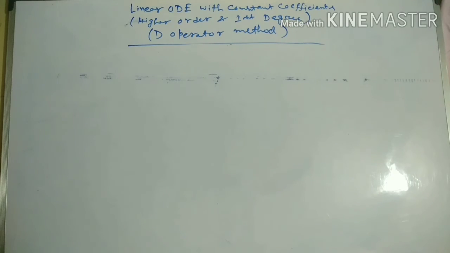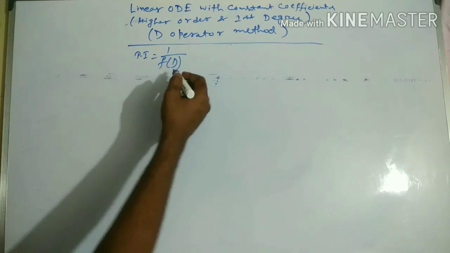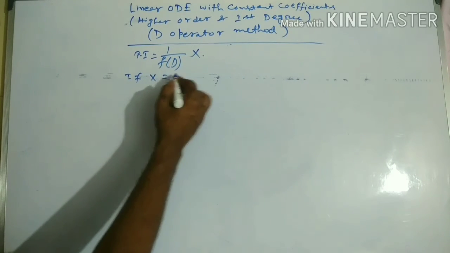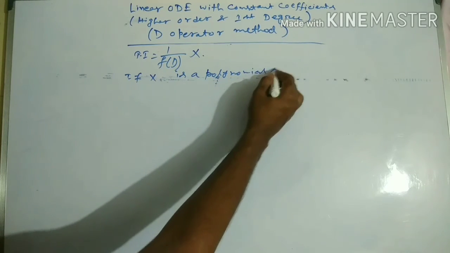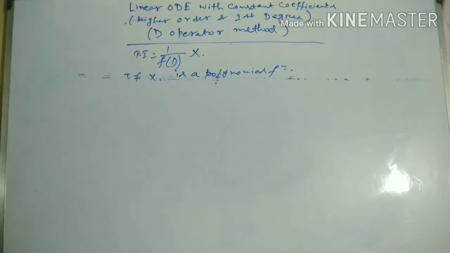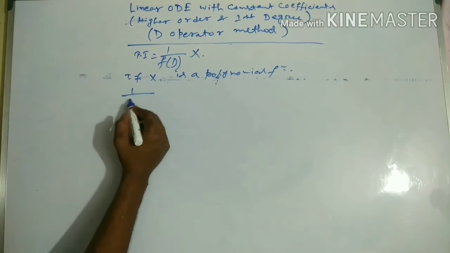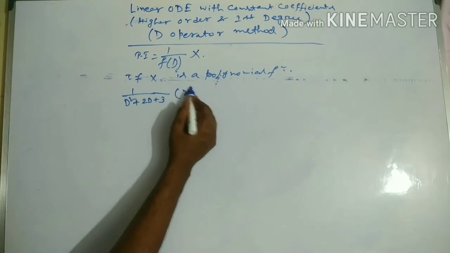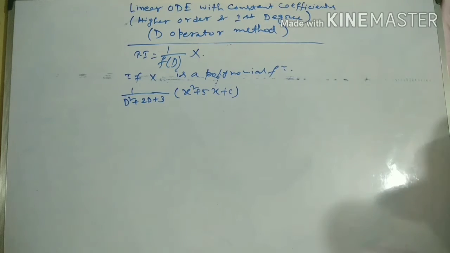If the right hand side function is a polynomial function, the particular integral, we know, looks like this: 1 by f(d) operating on some capital X. Now if capital X is a polynomial function, in this case I am directly taking an example: 1 by d square plus 2d plus 3 operating on x square plus 5x plus 6. Now x square plus 5x plus 6 is a polynomial function.